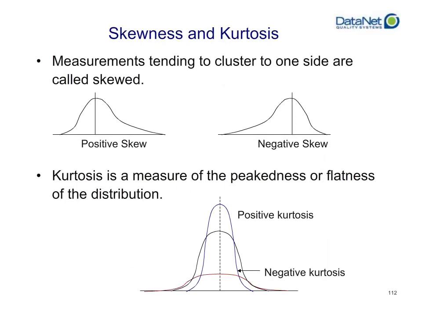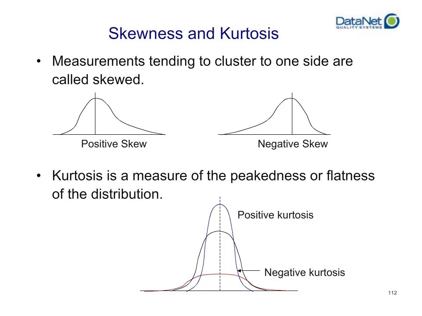In this next slide, we see a few other patterns that could come up when you are viewing your histogram of your collected data. In this case, we're looking at the skewness and the kurtosis of your distributions. Measurements that tend to cluster to one side or the other is called skewed data, data that is biased towards one side or the other.